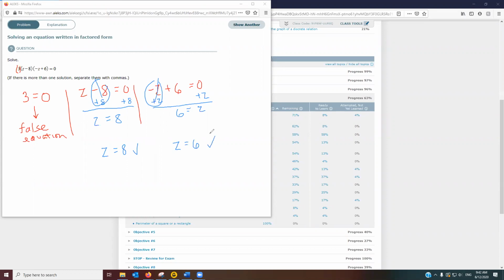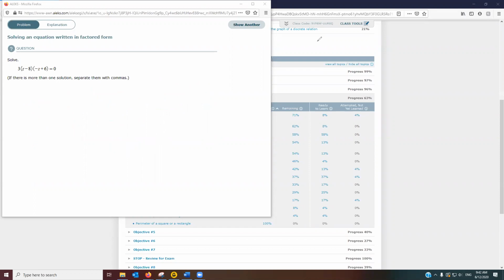Okay, so this problem was actually a little easier than the problem we did a few minutes ago because they already factored the quadratic equation for us. Then all we had to do was set each parenthesis separately equal to 0.